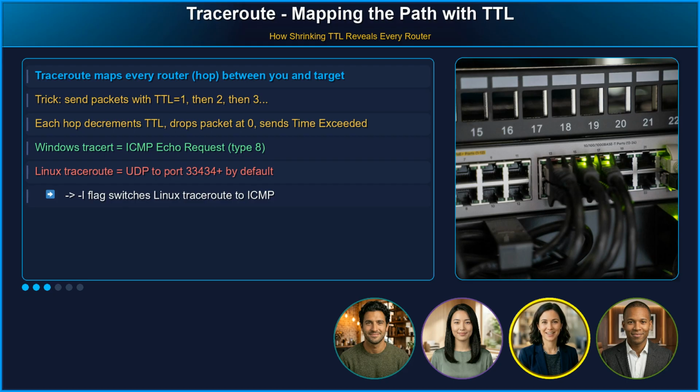On Linux, the -I flag switches traceroute to use ICMP, matching what Windows tracert does. And the -T flag switches Linux traceroute to send TCP SYN packets instead. Stick with me through the last scene where this flag becomes the tool that saves you when ICMP gets filtered.